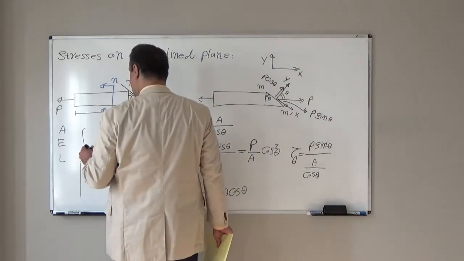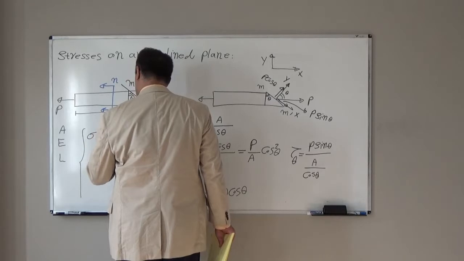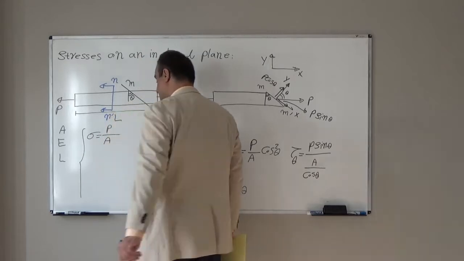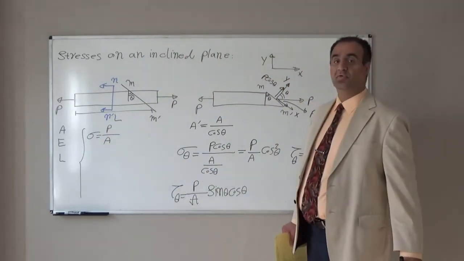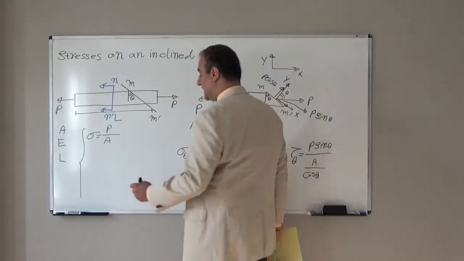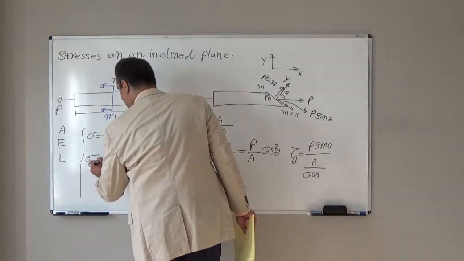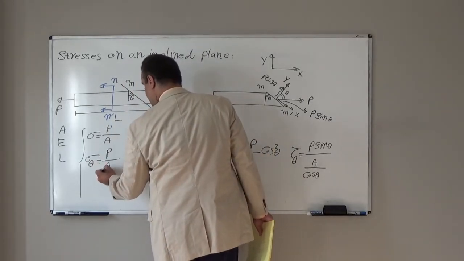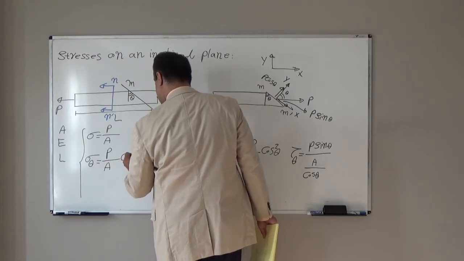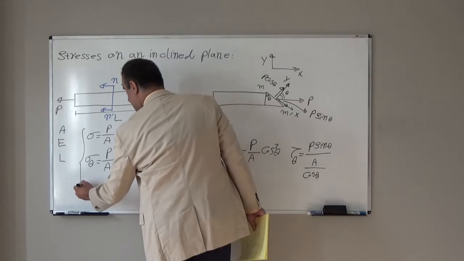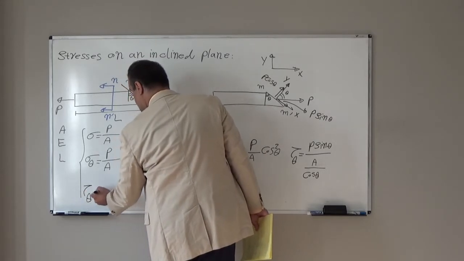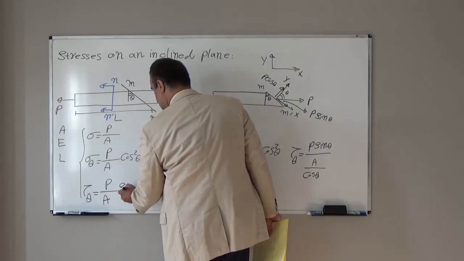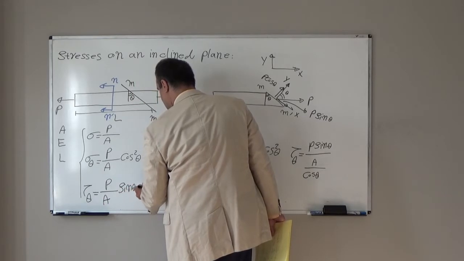If I summarize this, if we have a rod subjected to, for example, axial force P, and we cut perpendicular to that rod, we will have only normal stress, which is equal to normal force P divided by cross section A. But in all other planes, if they make an angle, for example theta, with that plane, we will have normal stress equal to P divided by A cosine squared theta. At the same time, we will have shear stress equal to P over A sine theta cosine theta.